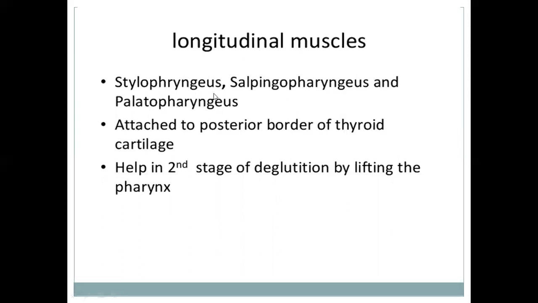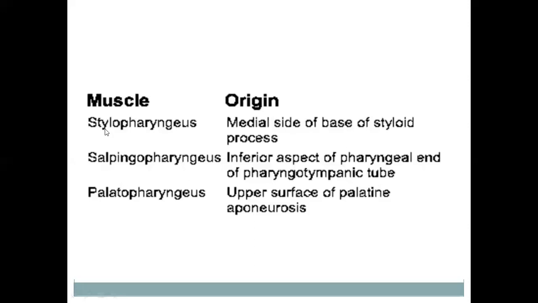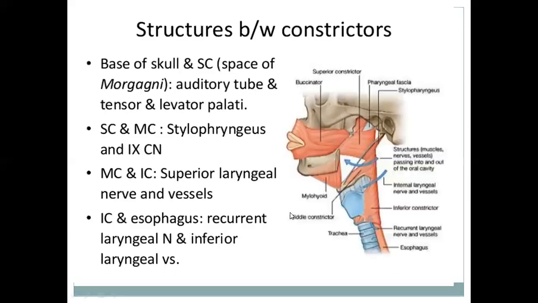Longitudinal muscles, the stylopharyngeus, the salpingopharyngeus, the palatopharyngeus, we have already discussed. They all insert over the posterior border of the thyroid cartilage and help in second stage of deglutition by lifting the pharynx. Stylopharyngeus arises from the medial side of the styloid process, the salpingopharyngeus from the inferior aspects of the pharyngeal end of the pharyngotympanic tube, we have already discussed, I showed you. The palatopharyngeus from the upper surface of the palatine aponeurosis.